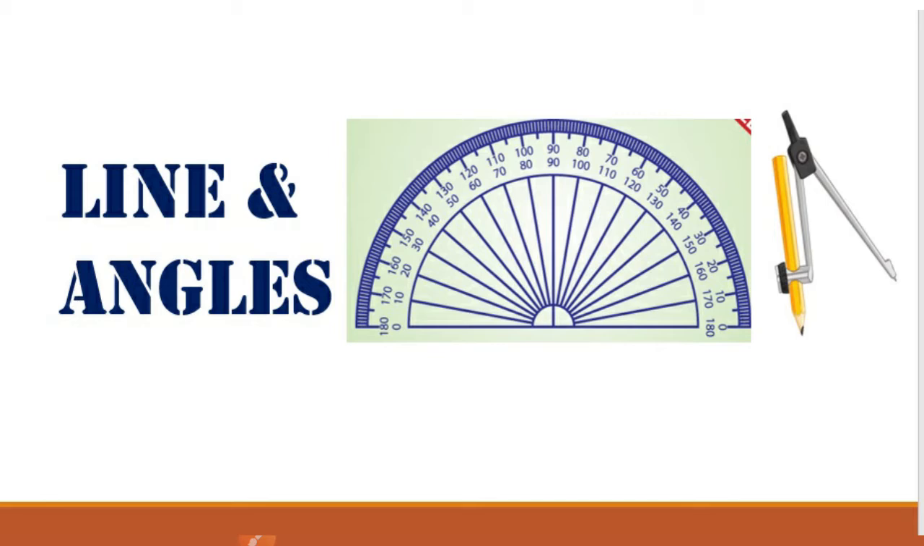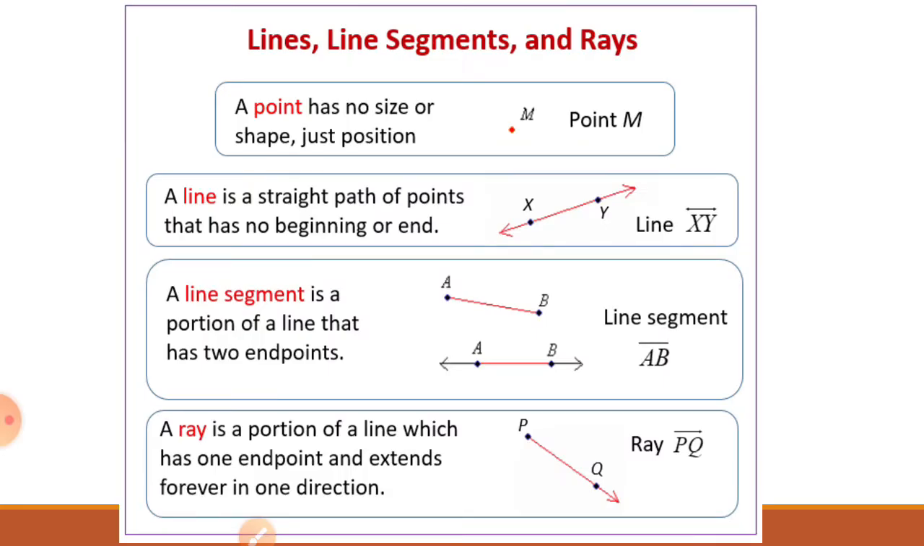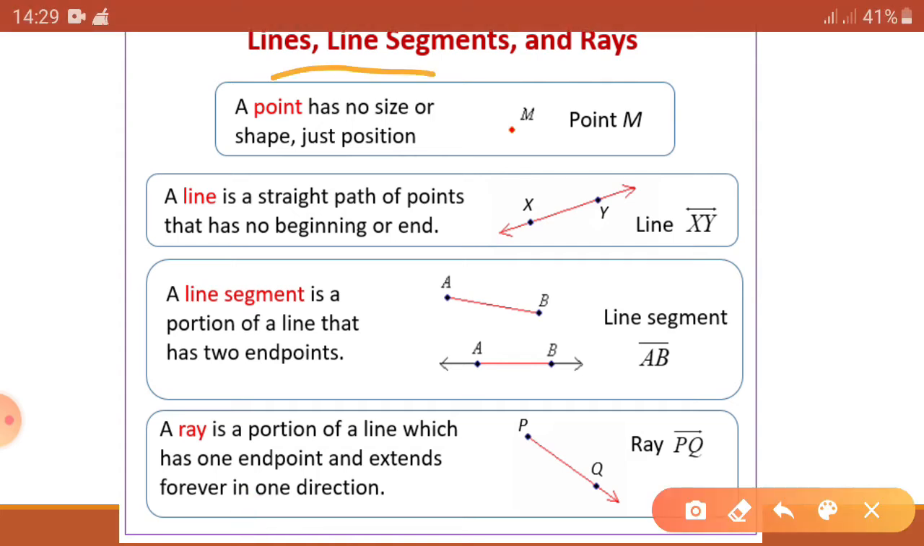So let us first revise the terms and definitions related to the lines and angles learned in the earlier classes. Okay, so go to the next slide. Now we are just recalling all the terms related to the lines and angles. The first point is, what is a point? A point has no size, no shape, just has the position. So here M is the point, it has just the position.